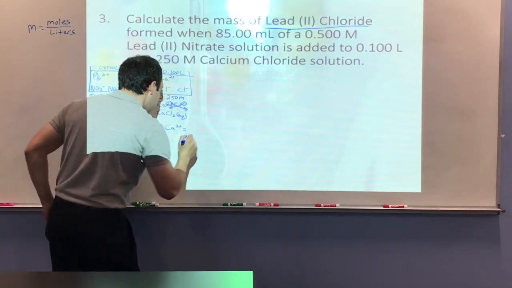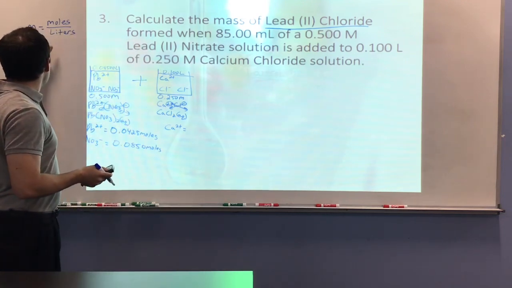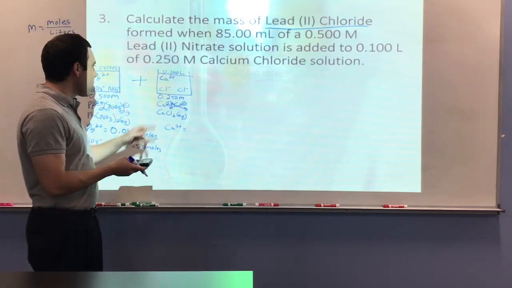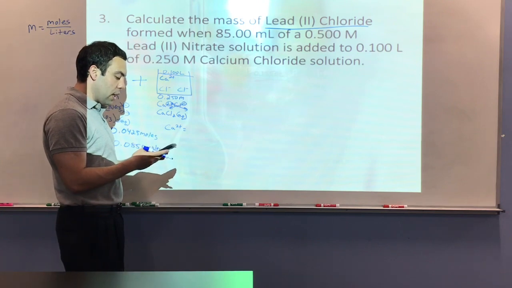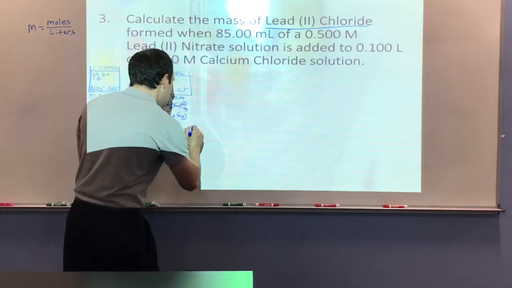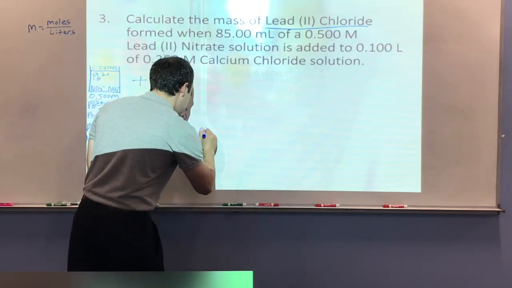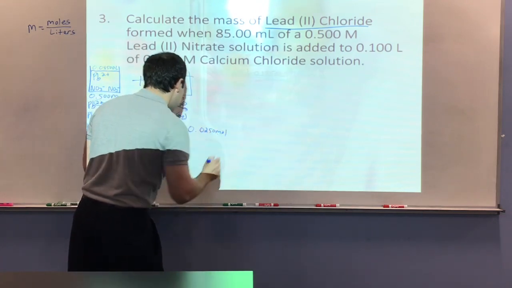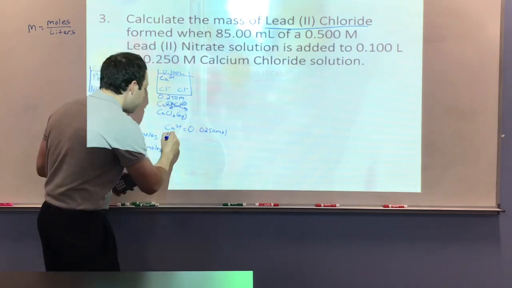Ca2+ moles is molarity times liters. So we have 0.100 liters times 0.250 molar. So we get 0.0250 moles of Ca2+.